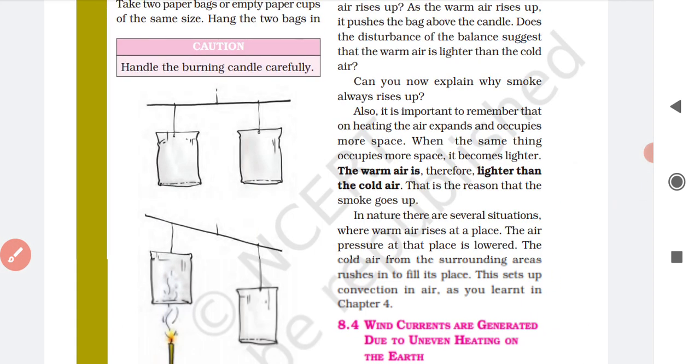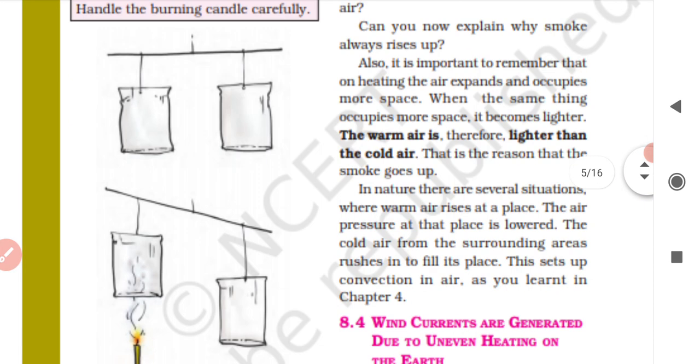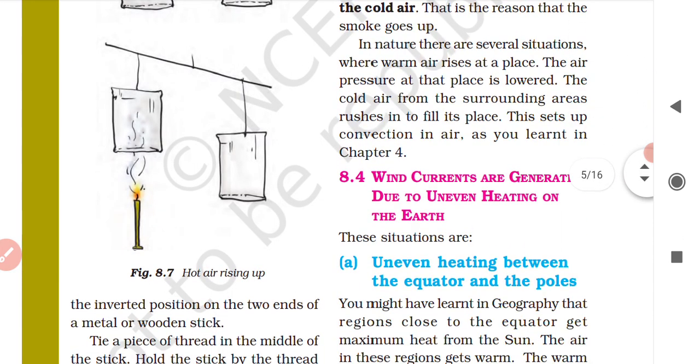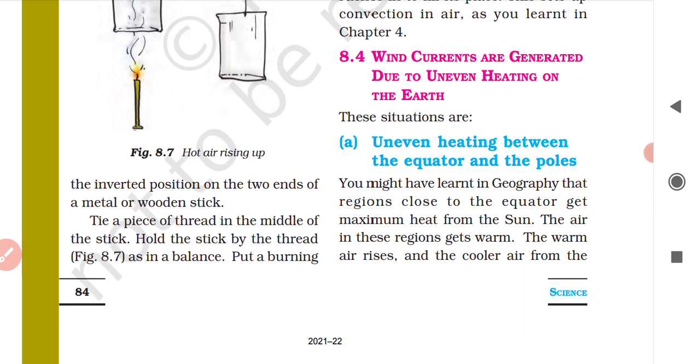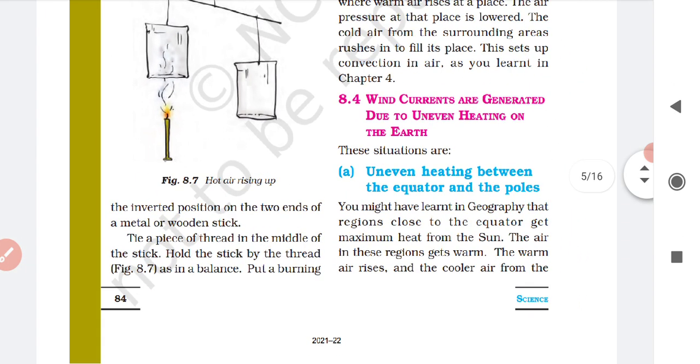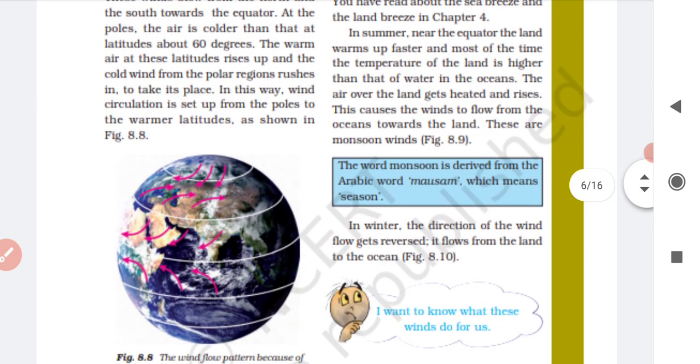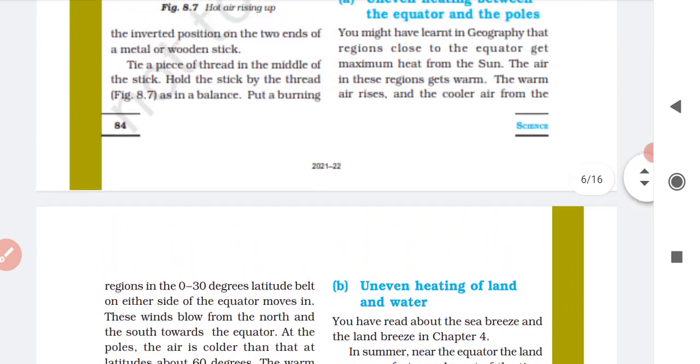air expands on heating. In the next video we'll discuss how wind currents are generated due to uneven heating on the earth. The first situation under this will be uneven heating between the equator and the poles. We'll discuss this in the next video.